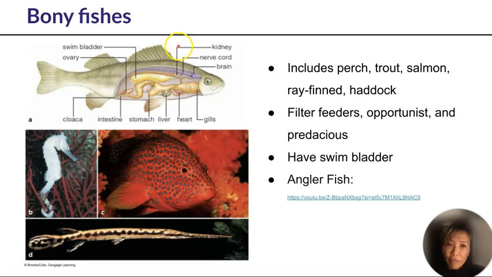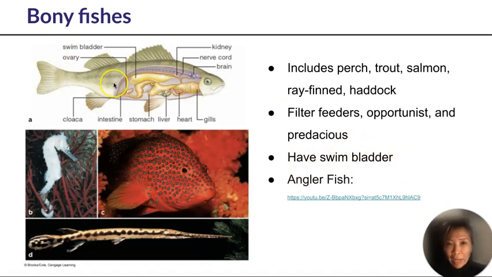Okay, so then for bony fishes, here are some examples. Bony fishes also have a vertebrate, but the vertebrate is made of bone, and they also have a jaw. They can be filter feeders, but they can also be opportunistic, and they can also be predators. This includes fishes such as trout, salmon, and haddock. All these different fishes that we recognize and consume would fall into the category of bony fish.